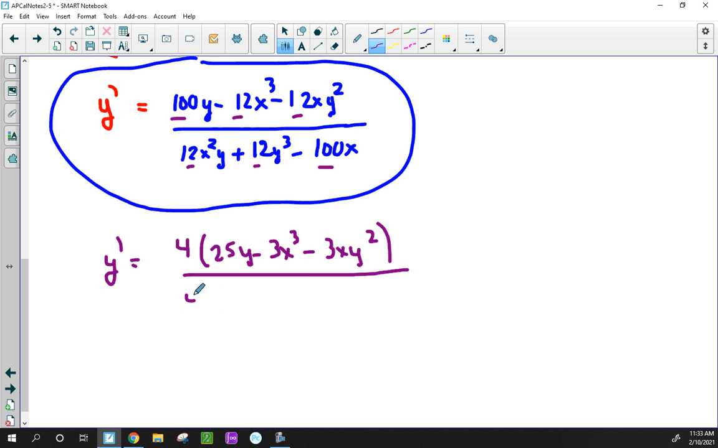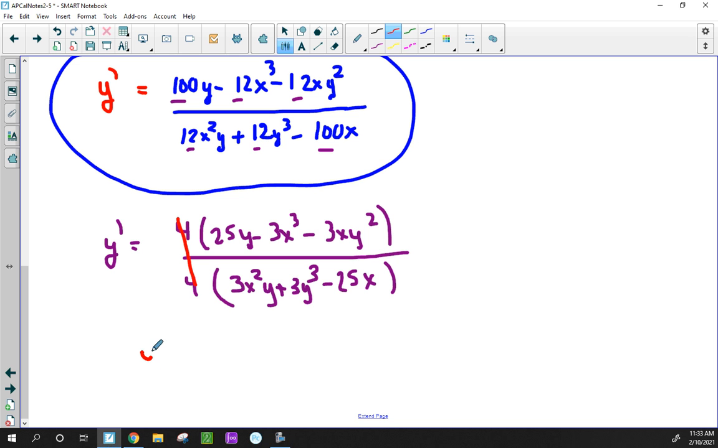Same deal on the bottom, so that's going to be nice because then I can cancel these in a minute. I'm going to watch the signs. So these are going to cancel, which is good. And so y prime is going to be equal to the step above. And I'm just going to highlight it. So this is the best answer for that problem.